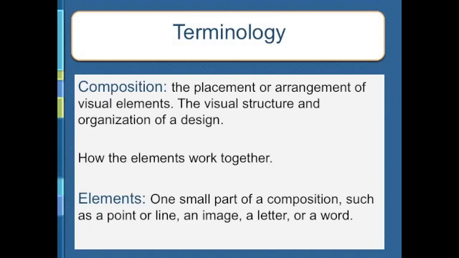I want to give a couple definitions that we can work with. I'm not going to give these definitions later, but I do want to use them as starting points for what we're going to be talking about. The first has to do with the idea of composition. This is the placement and arrangement of visual elements in a given design. You can think of it as the overall structure or organization of the design. And with respect to composition, it's really how the individual elements work together. Now, from the standpoint of elements, which we've been talking about already, it's like these puzzle pieces. They're really one small part of the composition, such as a point, line, image, letter, word. It's really whatever it is that we use in order to convey a particular meaning.